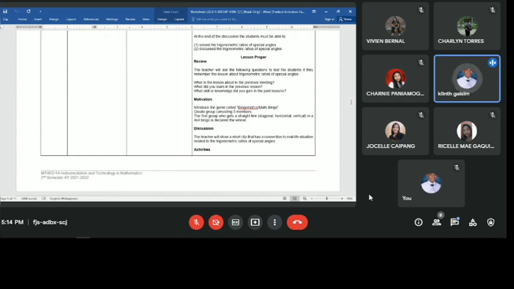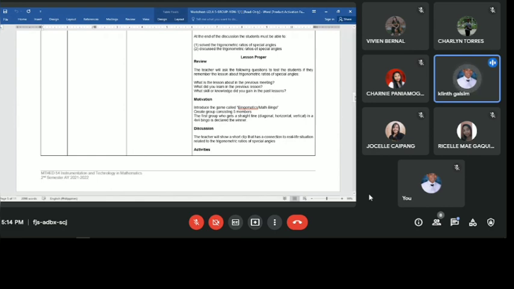And for our motivation, we will introduce the game called Bingo Matics or Mat Bingo. The mechanics of the game is to create a group consisting of 5 members. The first group who gets a straight line, either diagonal, horizontal, or vertical, in a 4x4 bingo is declared the winner. And we will go into the discussion.